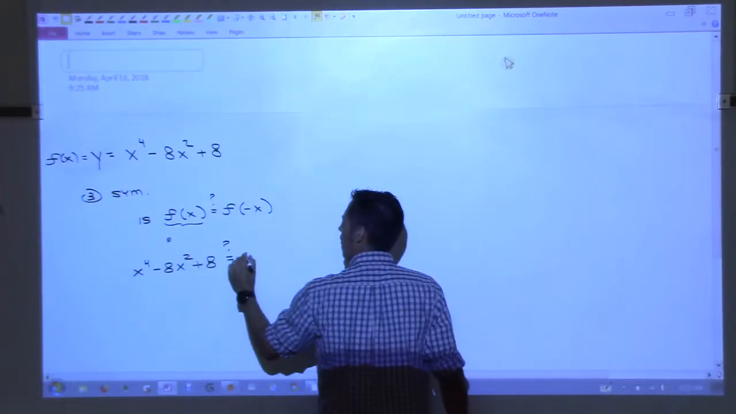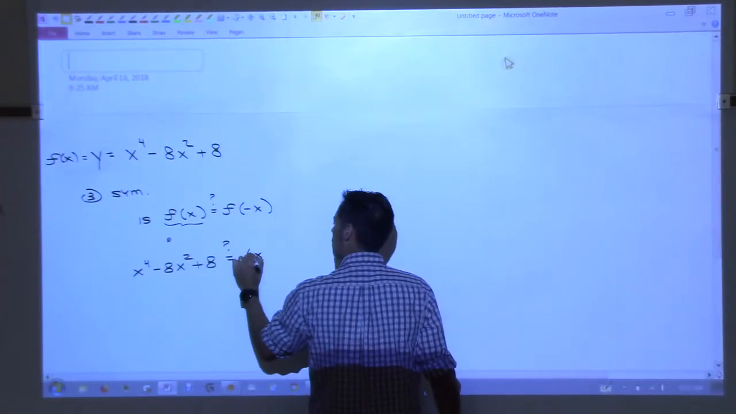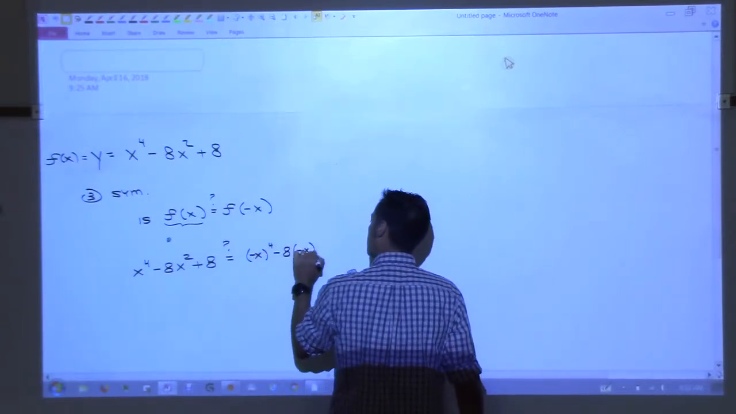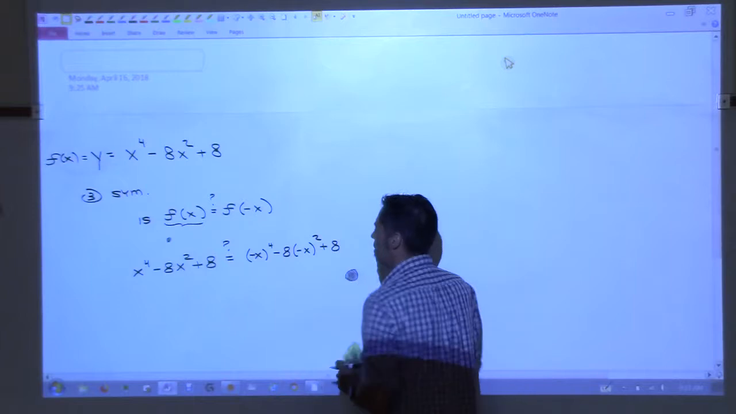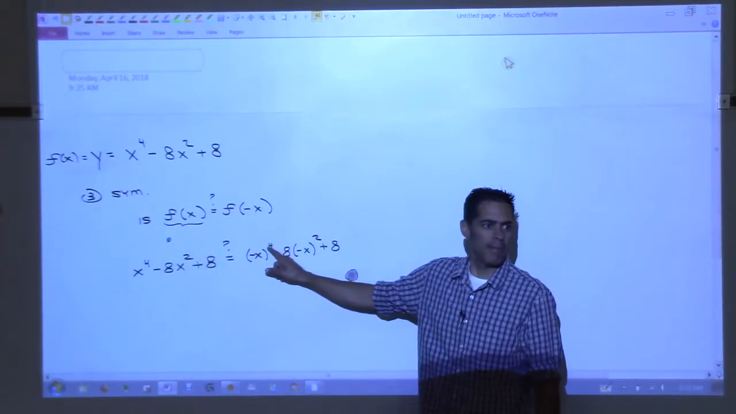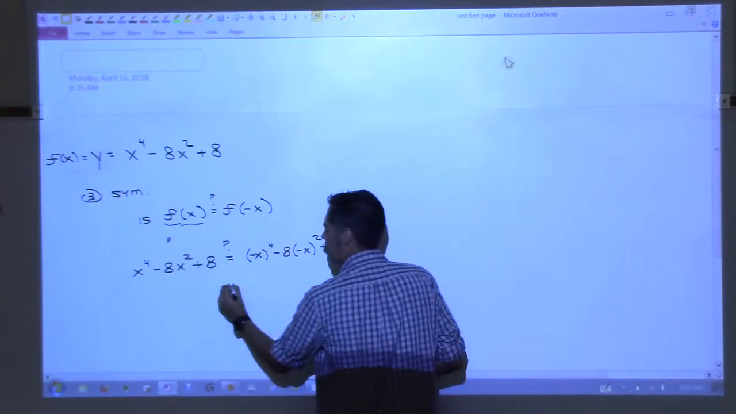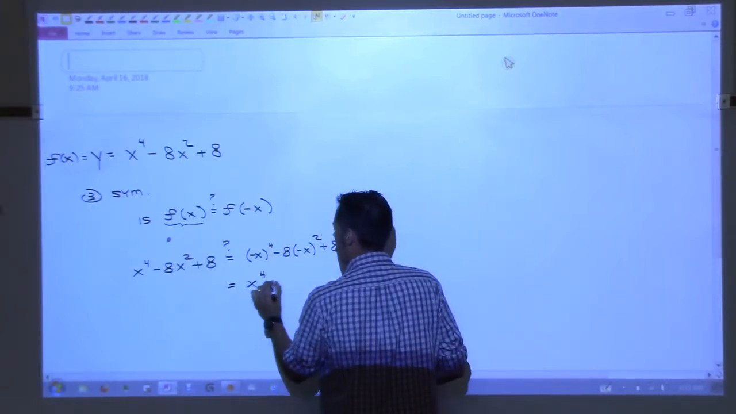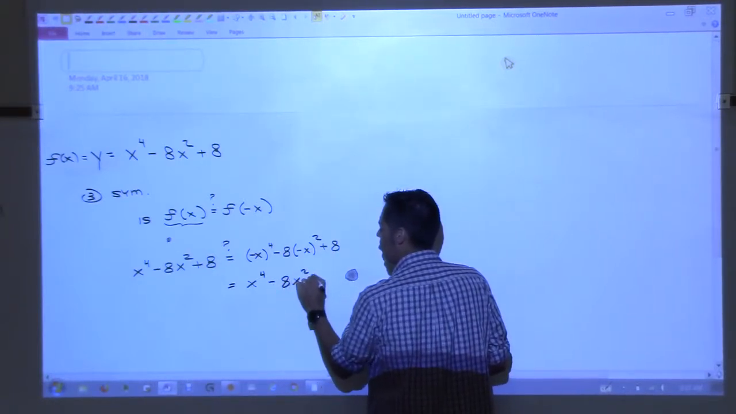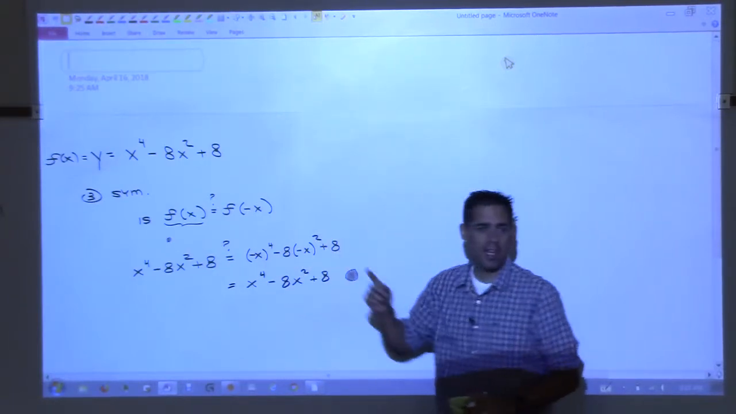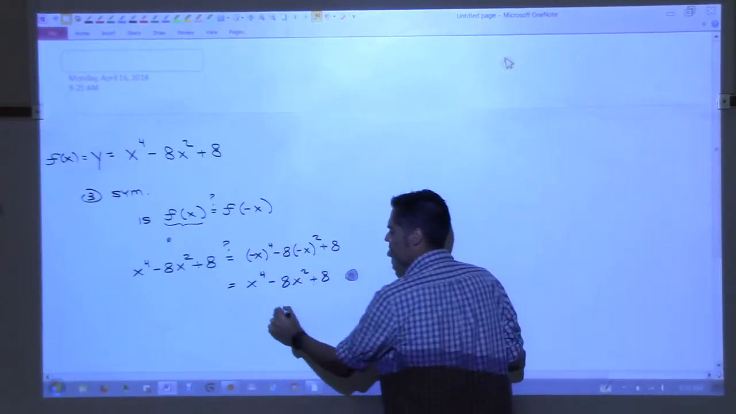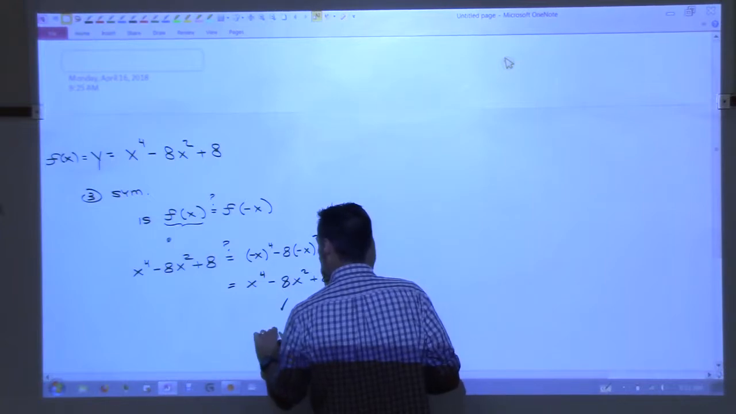So if you plug in negative x, you're going to have negative x to the 4th minus 8 times negative x squared plus 8. And the thing to note here is that if you have a negative number and you raise it to the 4th power, it's going to be positive, right? So this is really just x to the 4th, and this right here, same thing, negative x squared. So you get minus 8x squared again plus 8. So they are the same, right? These are the same functions. So check, which means it's even.